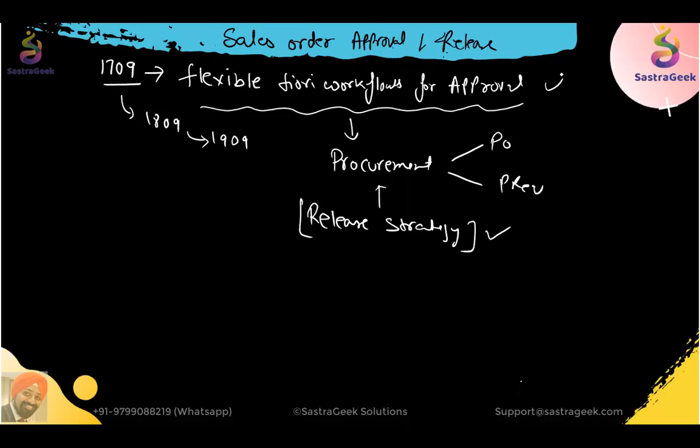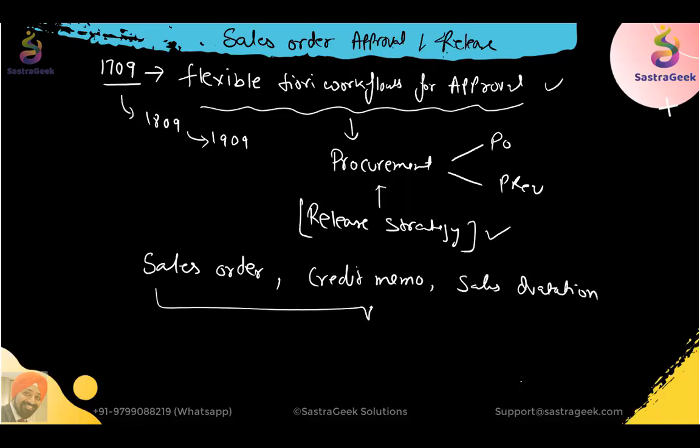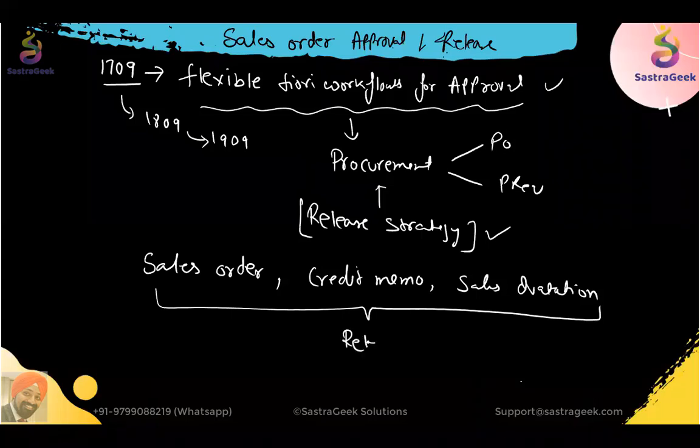But we are in sales. So for sales, they released it for the first time. They have covered 3 objects: sales order, credit memos, and sales quotation. These 3 would now be coming under the release part, where we would be able to go ahead with the release or approval.